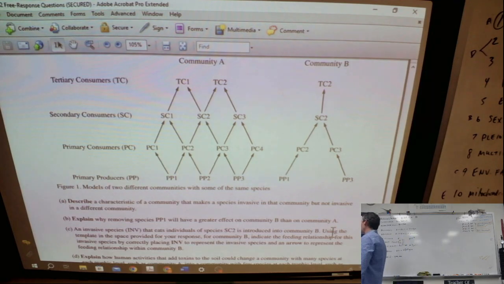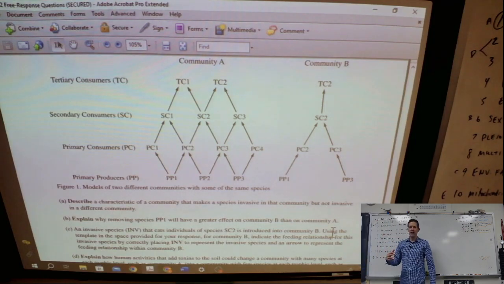It says, describe a characteristic of a community that makes a species invasive in that community but not invasive in a different one. So I bring over some animal and whatever. I bring over some other animal and all of a sudden we're like, that one's an invasive species. What made this one invasive? Or some plant or something like that.